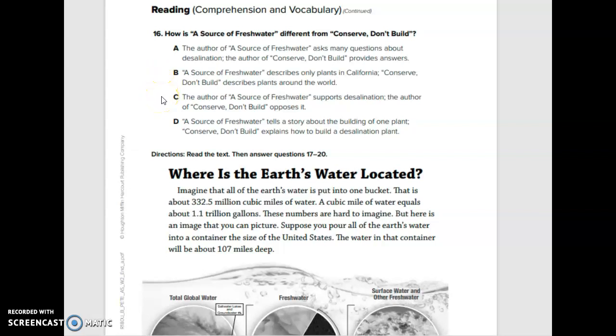C. The author of A Source of Fresh Water supports desalination. The author of Conserve, Don't Build opposes it. D. A Source of Fresh Water tells a story about the building of one plant. Conserve, Don't Build explains how to build a desalination plant.